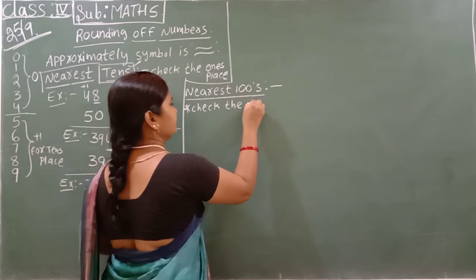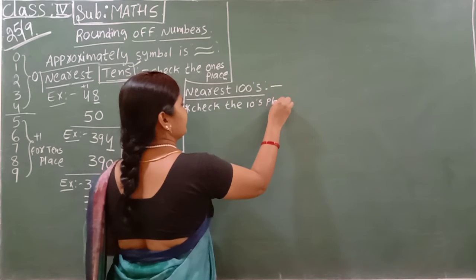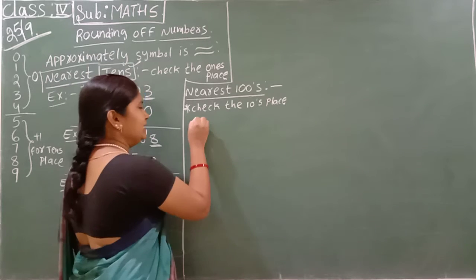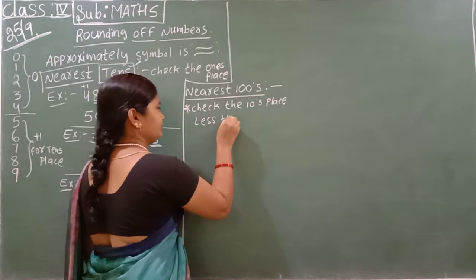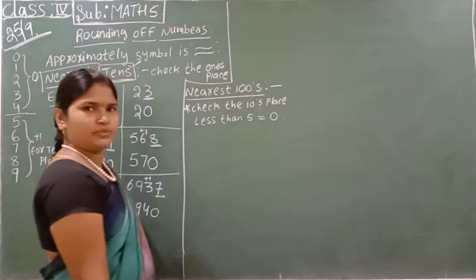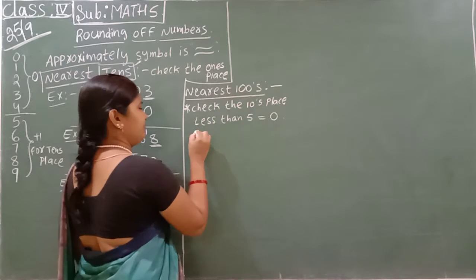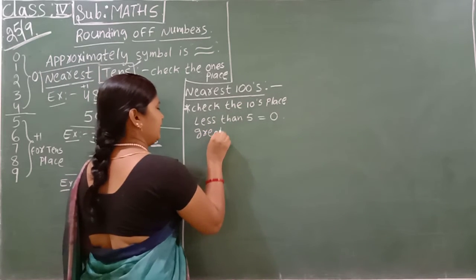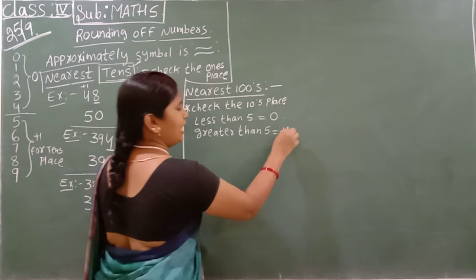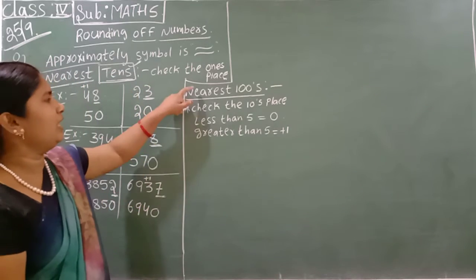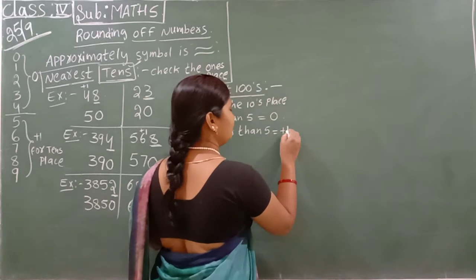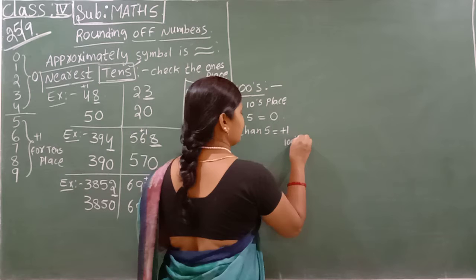Check the tens place. Check the tens place. If it is less than 5, directly keep 0 in the tens place. If it is greater than 5, add 1. Add 1 for the nearest hundreds means hundreds place only. Add 1 for the hundreds place.